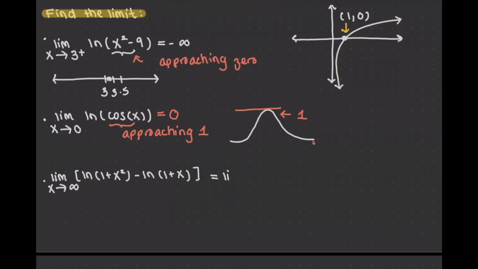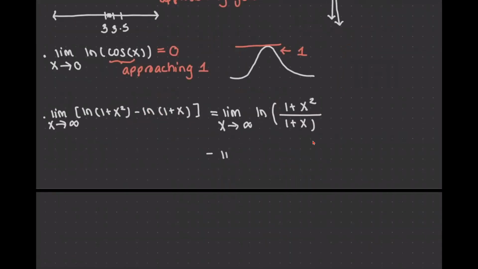So this is the limit as x goes to infinity. I'm going to rewrite this as ln of 1 plus x squared divided by 1 plus x. If I rewrite this just a little bit more, this equals the limit as x goes to infinity of ln of x squared plus 1 over x plus 1.